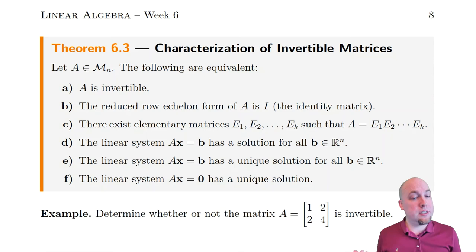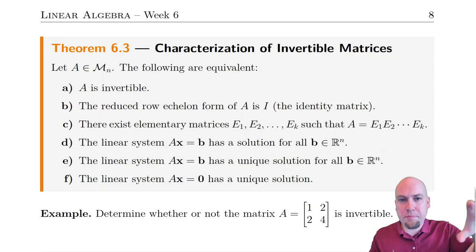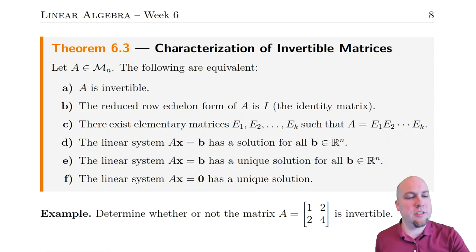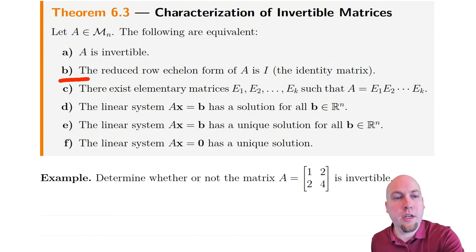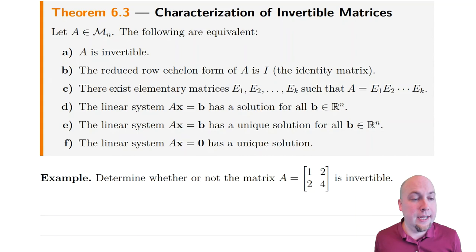All right, so we're going to prove bits and pieces of this theorem, but for now, let's do a quick example of determining whether or not matrices are invertible. Let's start off with this one here, 1, 2, 2, 4. For practical purposes, you're going to want to use property B here. You're going to want to compute the reduced row echelon form of A, and then just check, is that the identity matrix? Yes or no determines whether or not it's invertible.